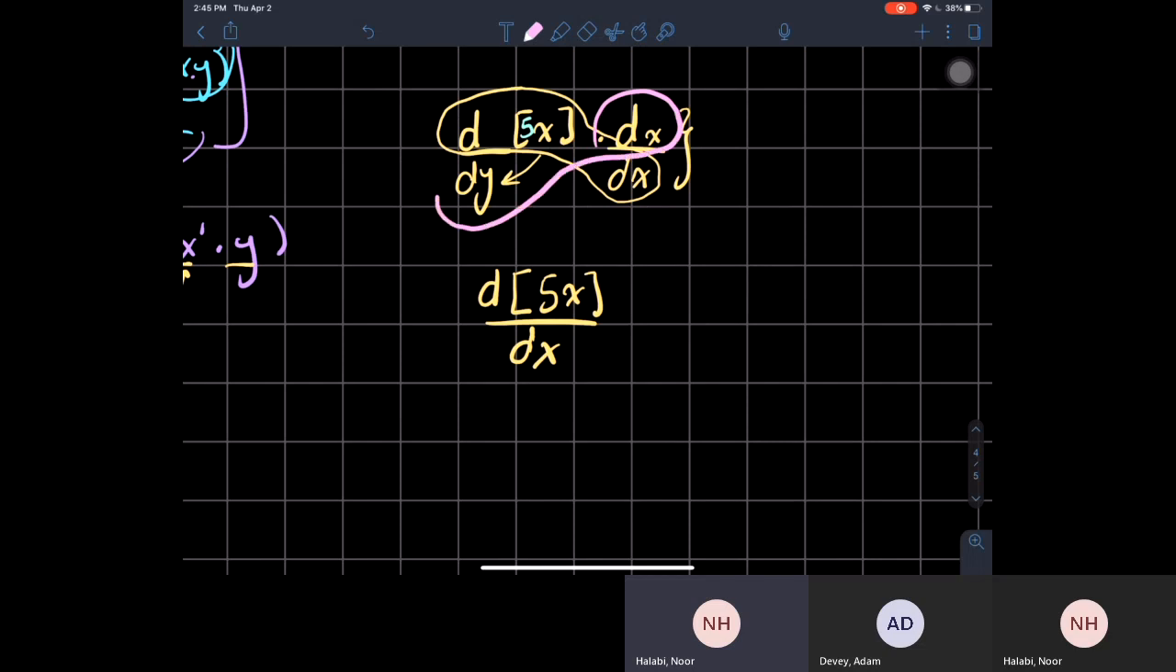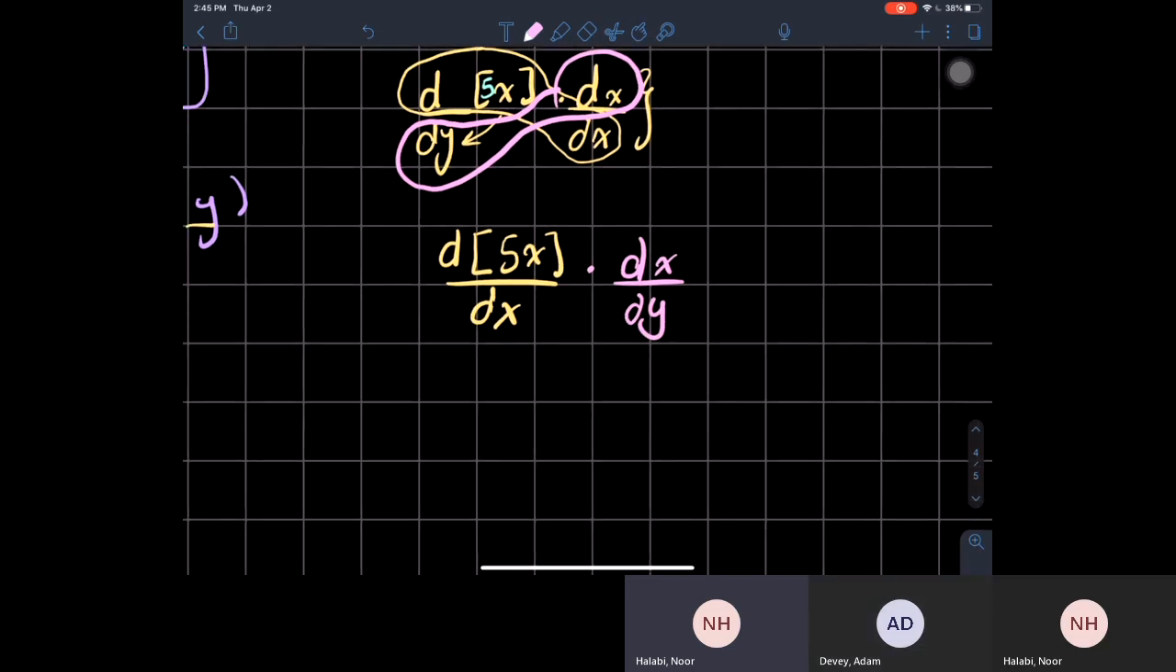And then I multiply by whatever I have left, dx over dy. Do you see it? Good job. And then it's only the dx and the dx. What is the derivative of 5x? If I just have 5x, what is the derivative of that? It's just 5, exactly. So it's going to be 5 times dx over dy.